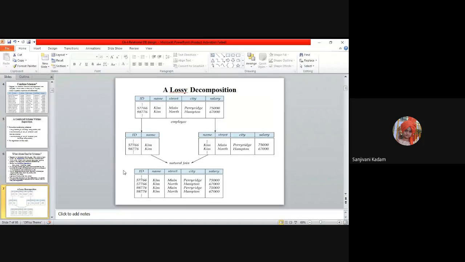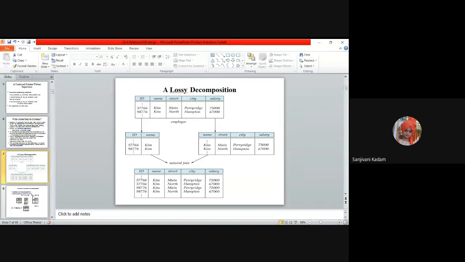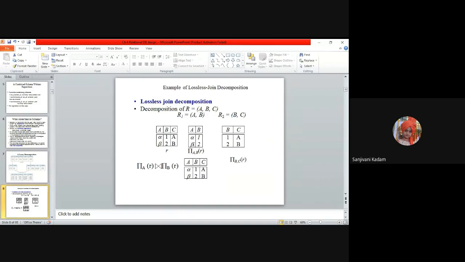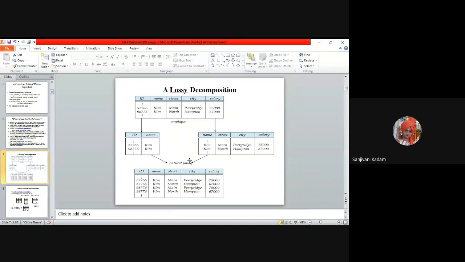That's why this type of decomposition is called a lossy decomposition, where we are not able to recover the existing complete relation. Okay, so this was the lossy decomposition, whereas we may go for the lossless decomposition. If instead of decomposing on the name relation, we decompose ID and name as one relation and ID, street, city, and salary as another relation, this may give us the existing correct relation.